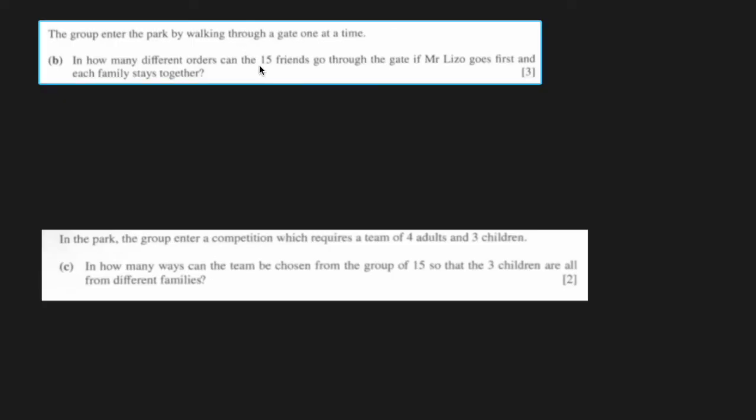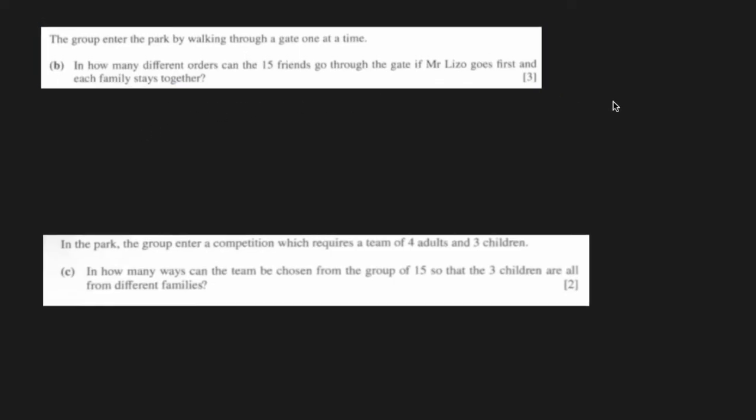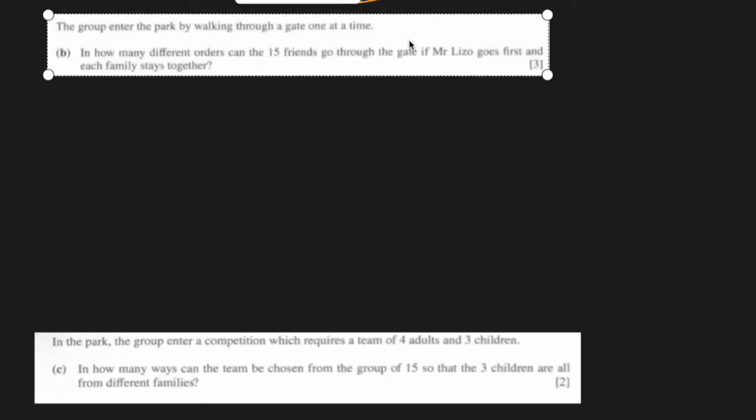The group entered the park by walking through the gate one at a time. In how many different orders? Okay, different orders. We want orders. Can the 15 friends go through the gate if Mr. Lizzo goes first and each family stays together? So the first entry has been taken by Mr. Lizzo. That means his family will follow him.